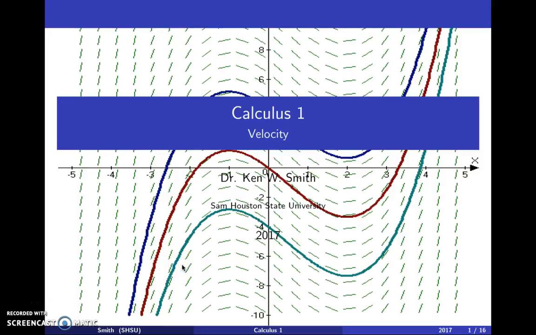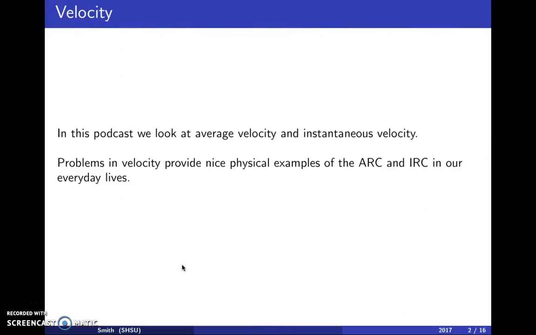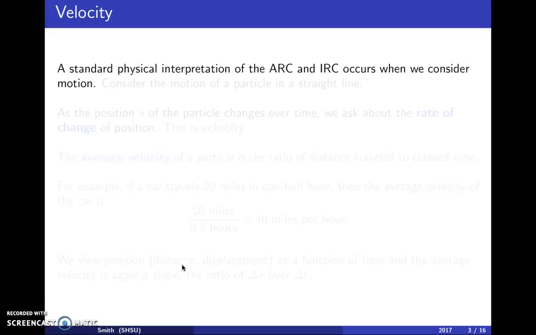In this lecture, we look at velocity. We will look at velocity using average velocity and instantaneous velocity as physical examples of the ARC and the IRC. Problems in velocity provide nice physical examples of the ARC and the IRC in our everyday lives. A standard physical interpretation of the ARC and IRC occurs when we consider motion.